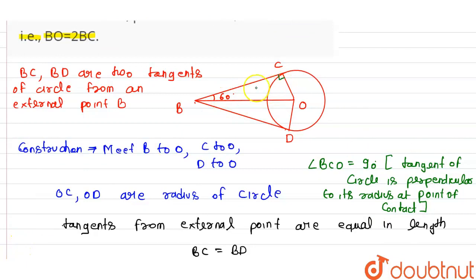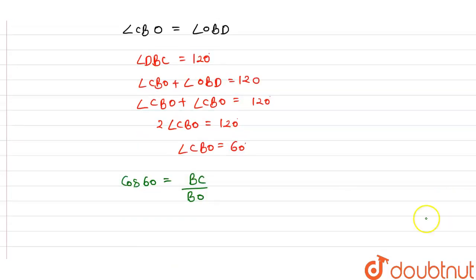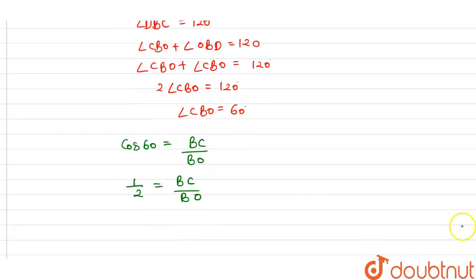So triangle OCB is right angled at point C. If we find cos 60, cos 60 will be equal to base, that is BC, upon hypotenuse, that is BO. If we put the value of cos 60, that is 1 by 2, then it equals BC upon BO. And here we can write BO is equal to 2BC. So we have proved this.